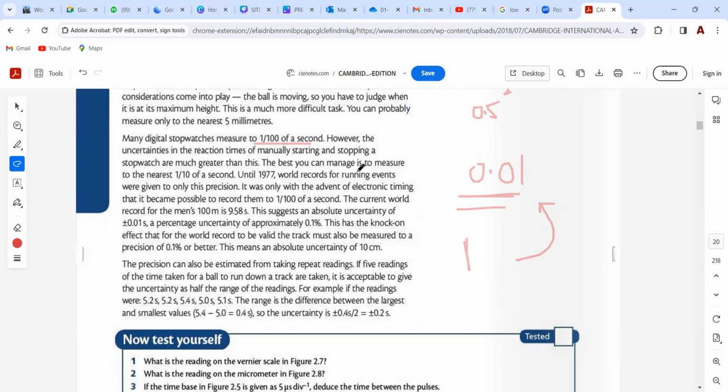So what they're saying is that the actual chance of error in such an instrument is a lot greater than the uncertainty that it shows.